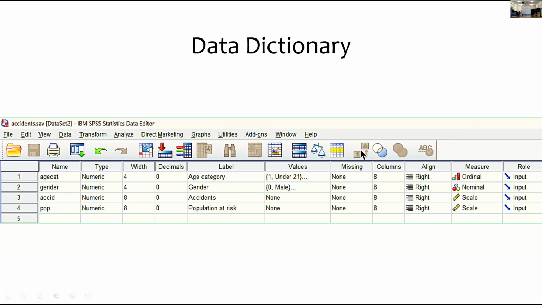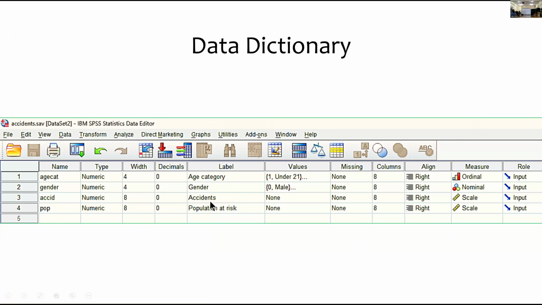Okay, so now let me say something else. Accidents are just the number of accidents, and the base denominator was the population at risk. So those are continuous numbers. That's why they are called scale variables. So this is called a data dictionary. For people interested in making a data dictionary, these are the usual things that should be in a data dictionary.